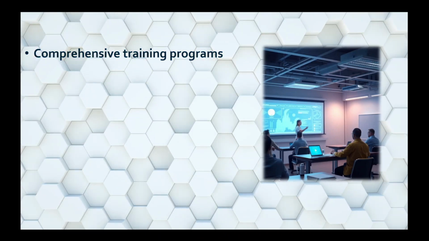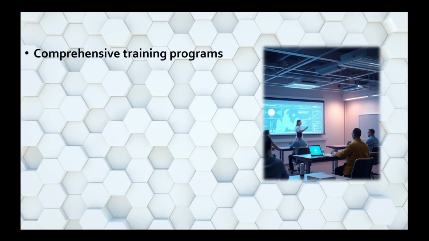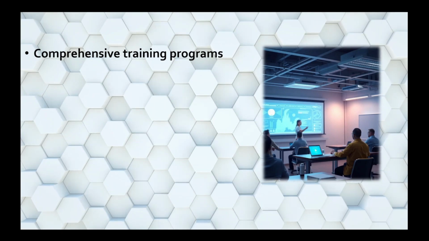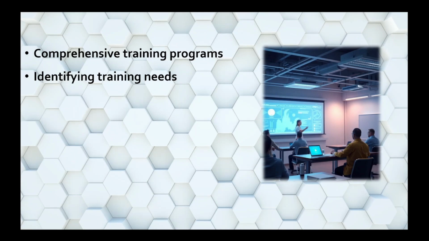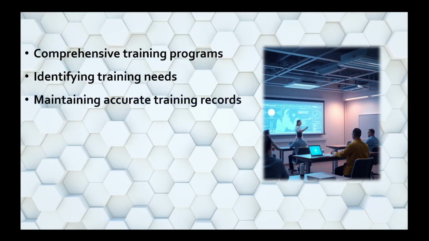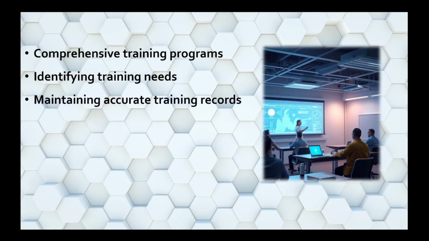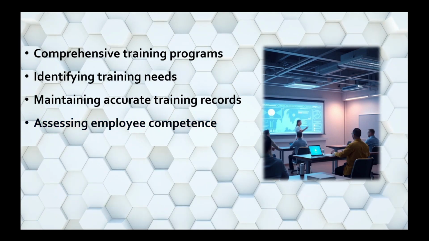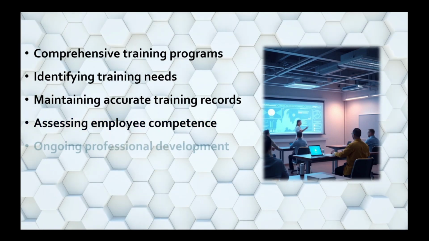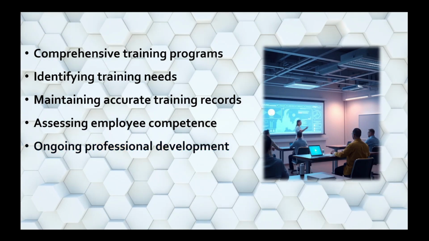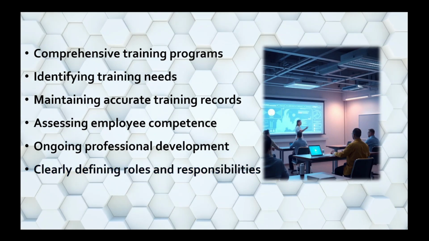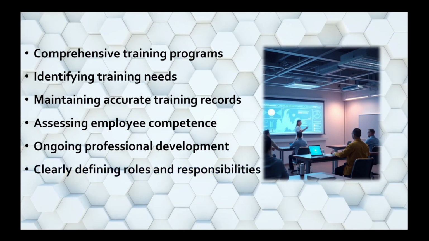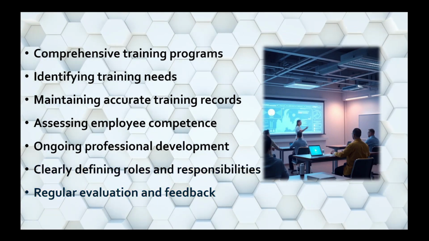Comprehensive training programs provide employees with the knowledge and skills needed to perform their duties. Identifying training needs is critical for developing effective programs. Maintaining accurate training records is essential for compliance. Assessing employee competence ensures effective application of skills. Ongoing professional development keeps employees current with industry changes. Clearly defining roles and responsibilities ensures high standards. Regular evaluation and feedback enhance training programs continually.